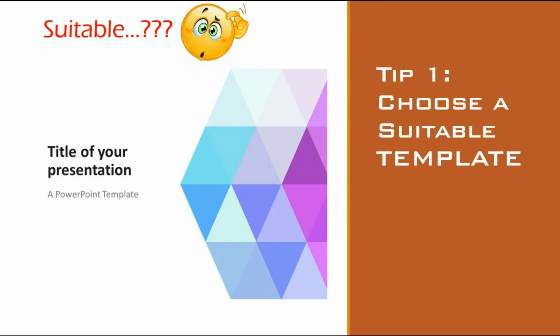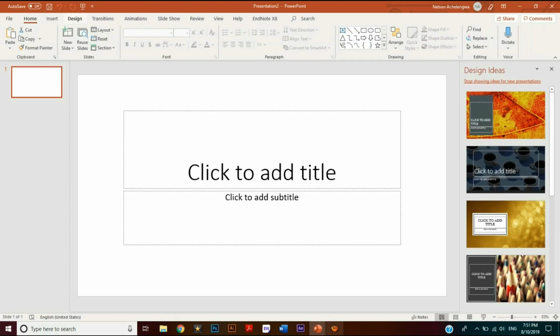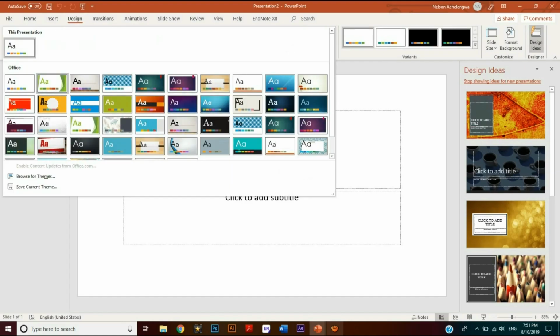What exactly is suitable? A template which permits you to use at least 80% of the space on the slide, and that makes your content easy to read and understand. There are 3 ways to get a template. The easiest is by picking one of the templates available in PowerPoint. You will find a variety of them under the Design tab.